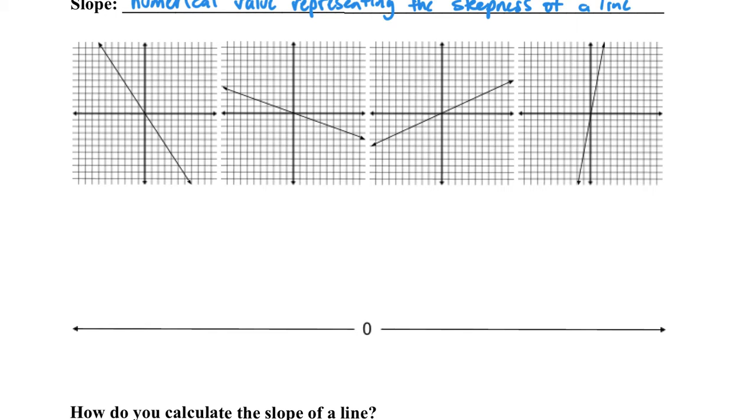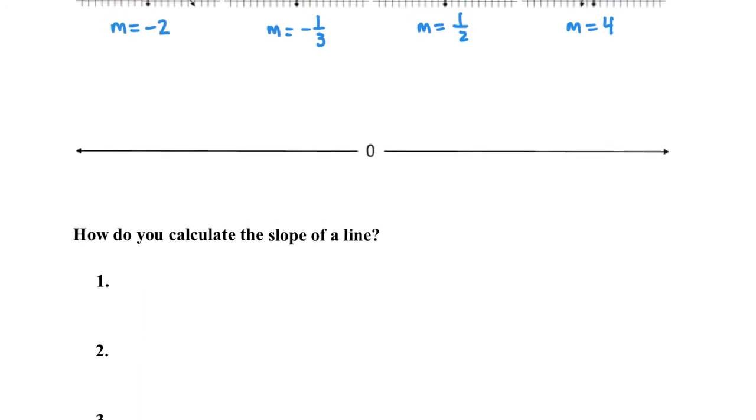Okay, so as it turns out, we'll talk about how to calculate this at another point, but basically this slope is actually going to be -2, and we do use the variable m. I know that seems strange, but that's the variable that we use. The second one has a slope of -1/3. The third one actually has a slope of 1/2, and the fourth one actually has a slope of +4. And so what we can actually see here is that slope can be put on a number line.